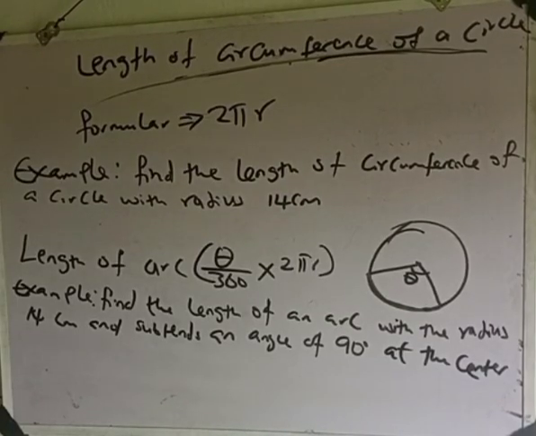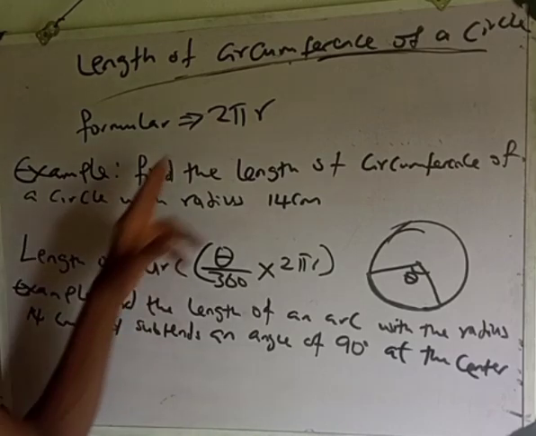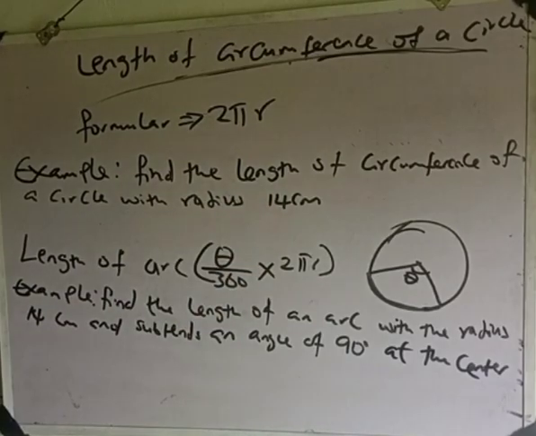Today we are going to be looking at the length of a circumference of a circle. Now, we have the general formula for the length of the circumference of a circle as pi r squared. I want to remind you something.